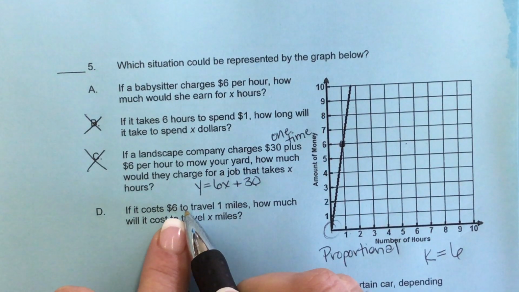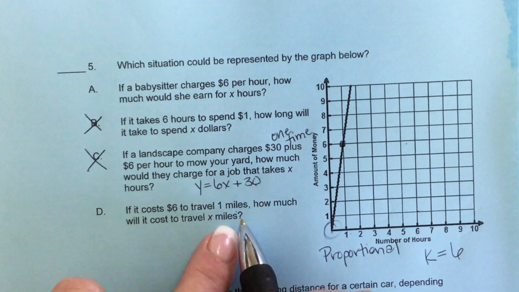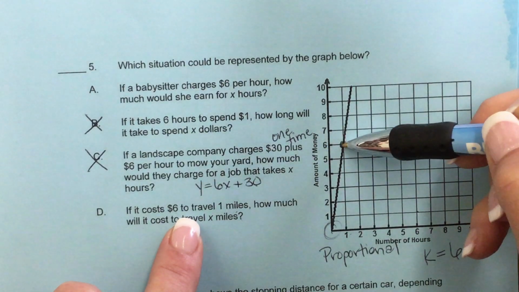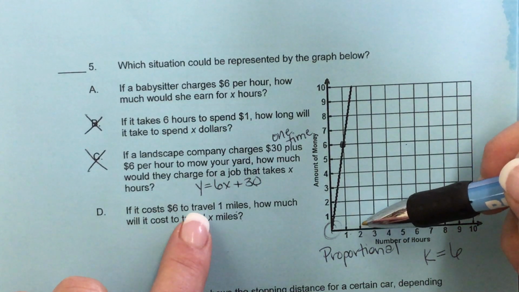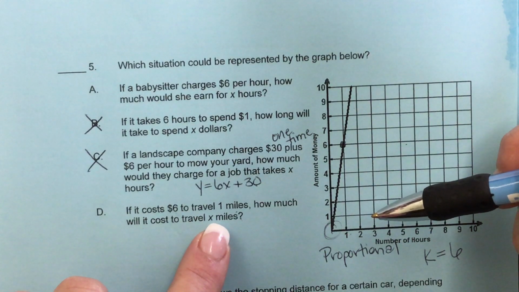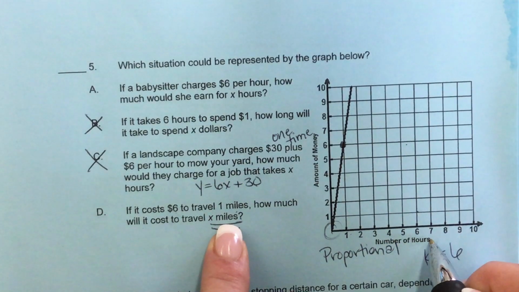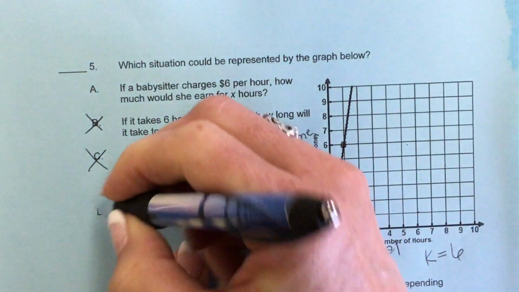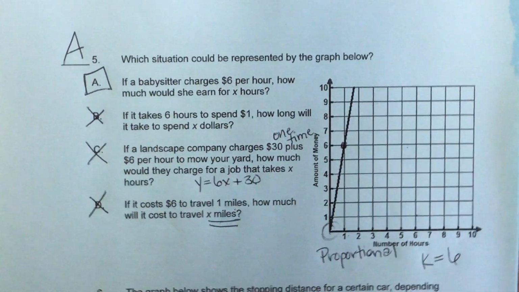If it costs $6 to travel 1 mile, how much would it cost to travel X miles? No. If it costs $6 to travel 1 mile, how much will it cost? So 2 miles. Well, one, they're using miles as your X. This has to do with hours. So that one's not going to be. It should be A.